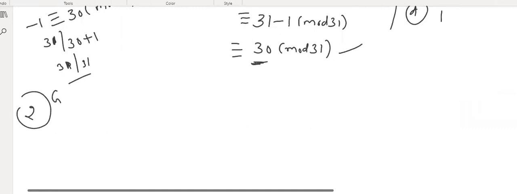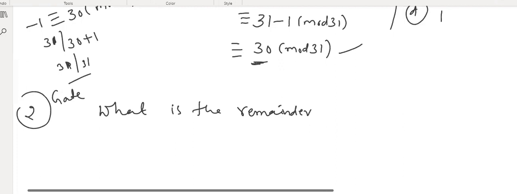ఇది GATE క్వశ్చన్. గేట్ లో అడిగాడు, what is the remainder when 16 factorial is divided by 17, అండి. రైట్.